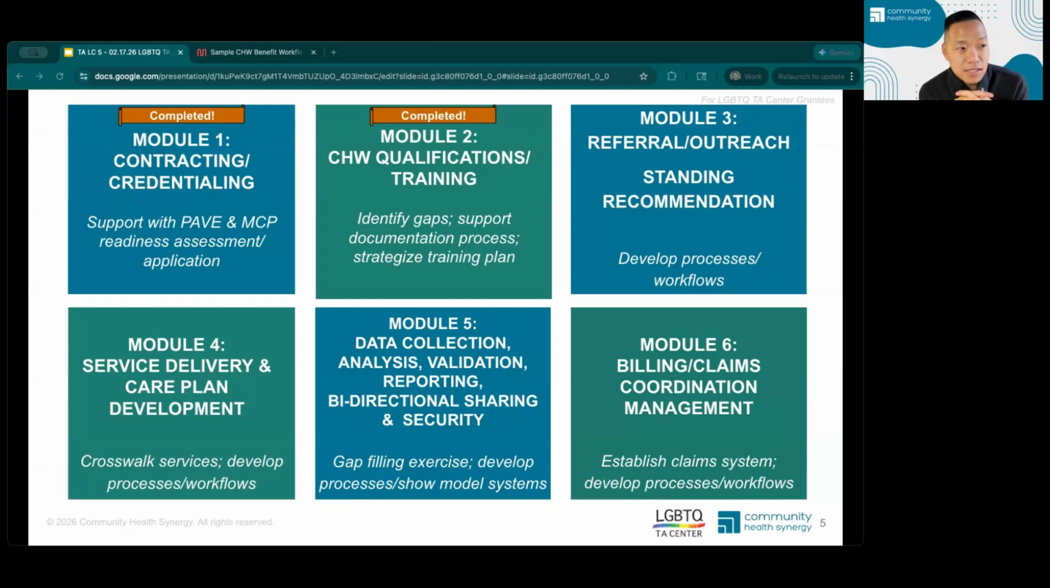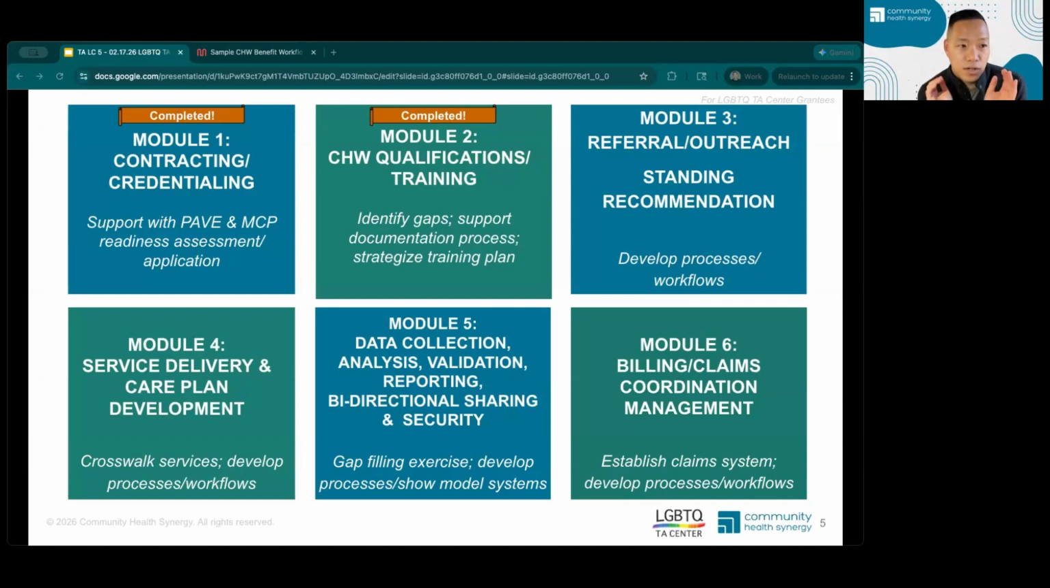We recently talked about community health worker qualifications for the CHW benefit and the training requirements, and we provided a tool for how you can start mapping out your documentation requirements to measure CHW qualifications. Actually, come to think of it, I'm not sure if we shared the exact tool itself. We provided a template, but I don't think we've disseminated a tool yet for this group.